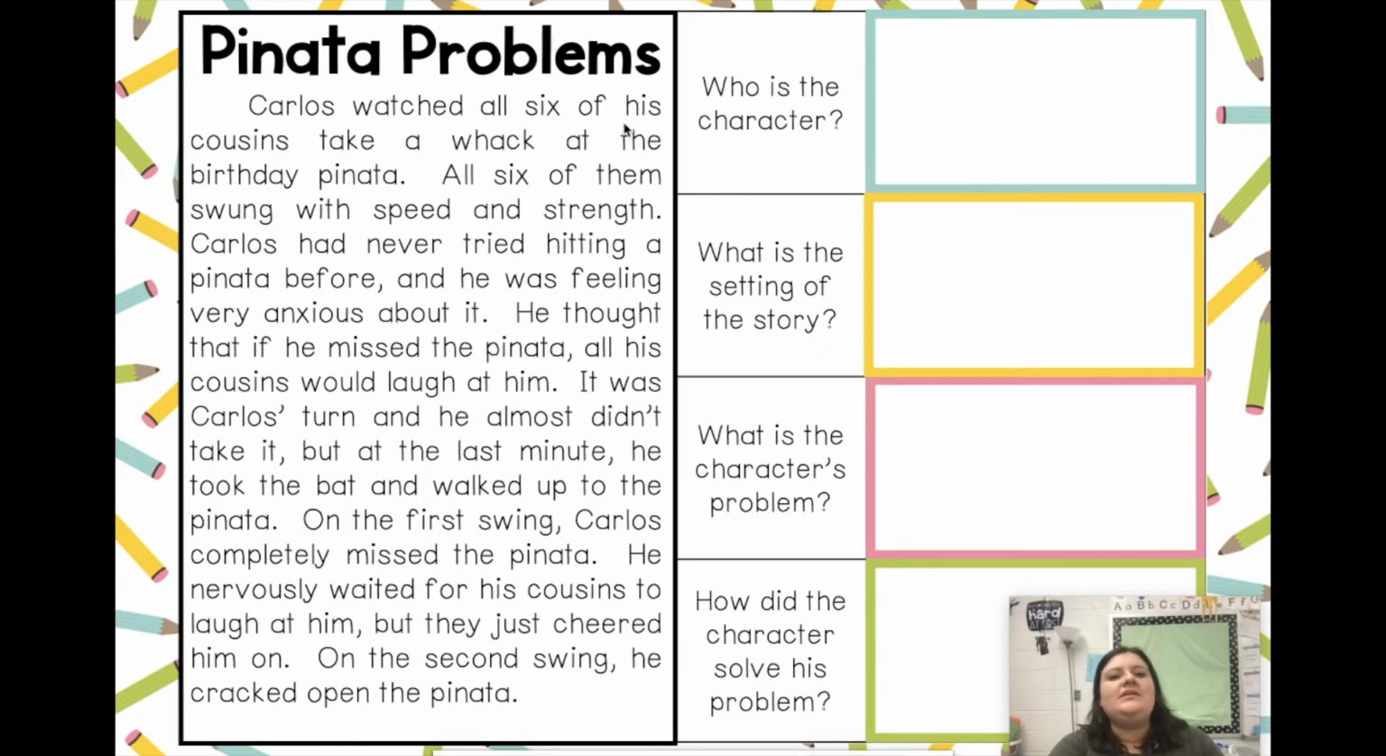Carlos watched all 6 of his cousins take a whack at the birthday piñata. All 6 of them swung with speed and strength. Carlos had never tried hitting a piñata before, and he was feeling very anxious about it. He thought that if he missed the piñata, all of his cousins would laugh at him. It was Carlos's turn, and he almost didn't take it, but at the last minute, he took the bat and walked up to the piñata.